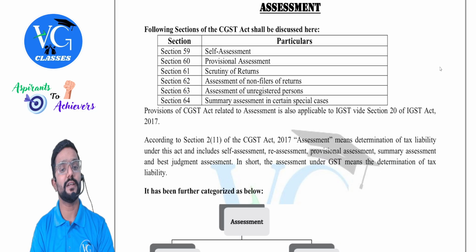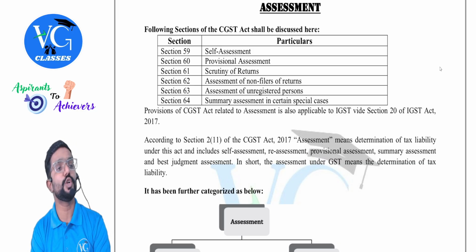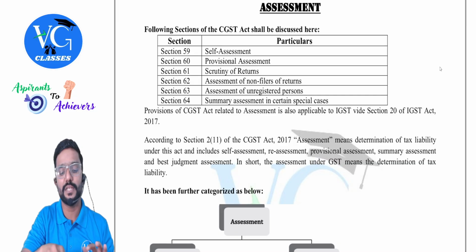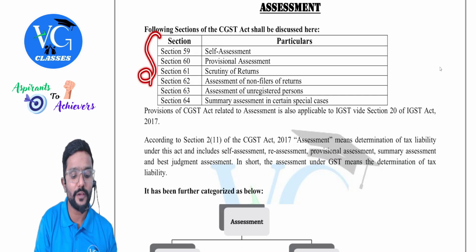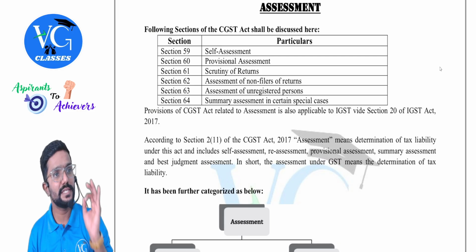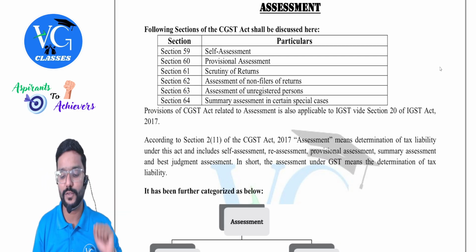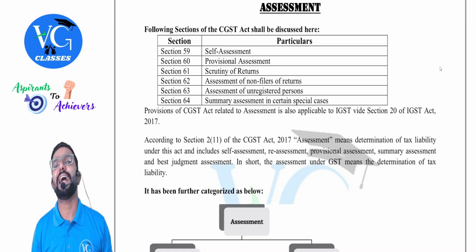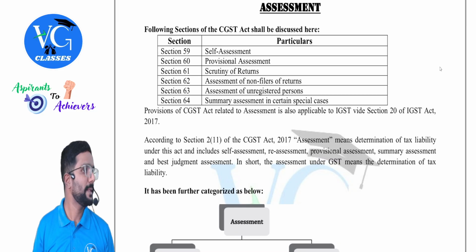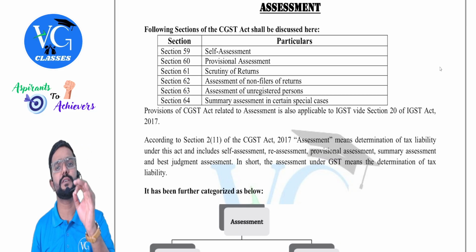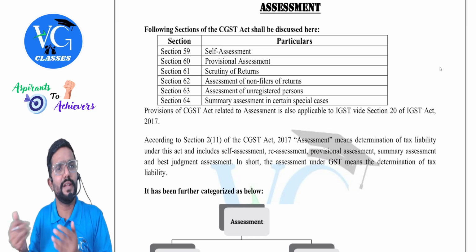Provisions of the CGST Act related to assessment are also applicable to the IGST Act. Guys, whatever section numbers I have given here, all these are part of which Act? CGST Act. The same applies, mutatis mutandis, under section 20 of the IGST Act. Means there is no separate provision for this under the IGST Act. Okay, guys, section 20 of the IGST Act will clearly tell that they are not again covering separate provisions.